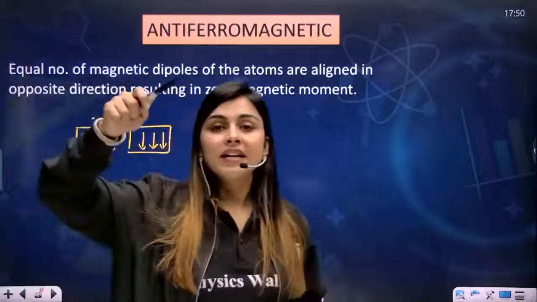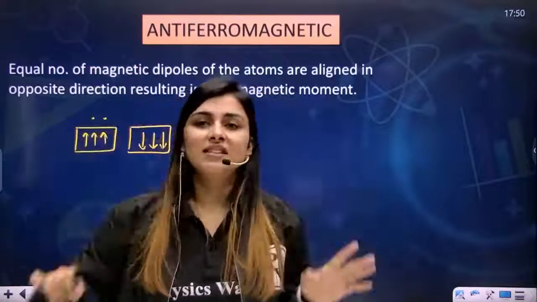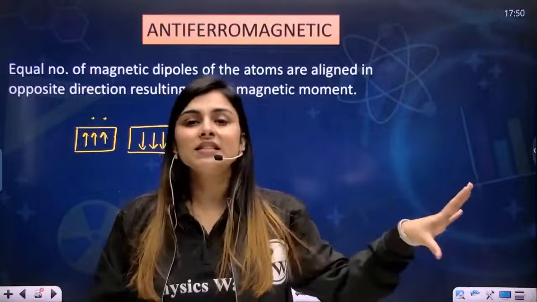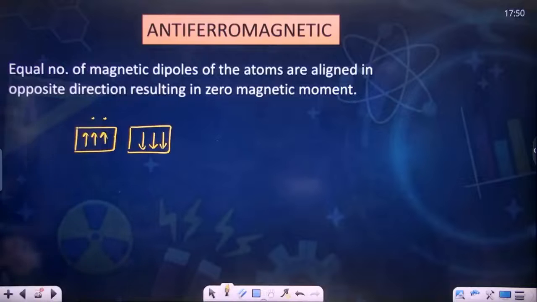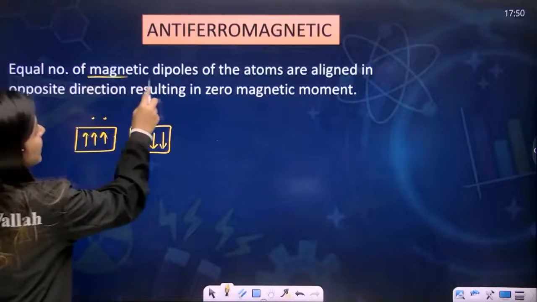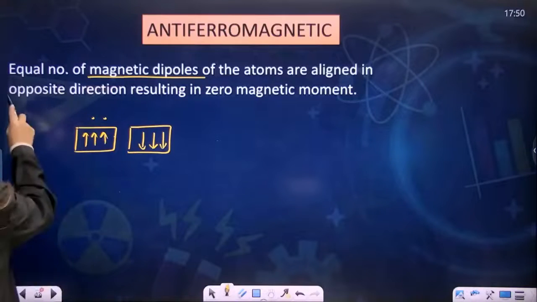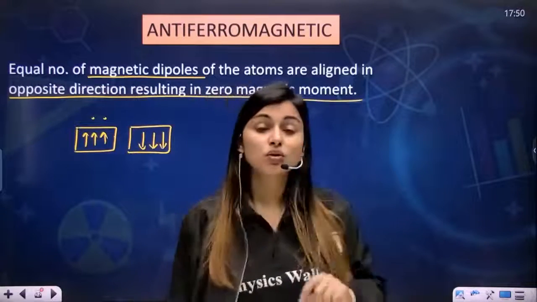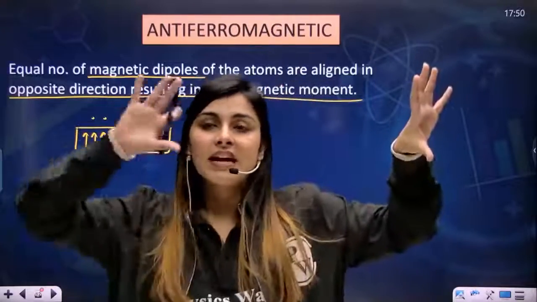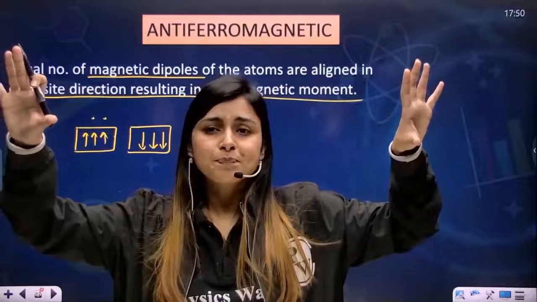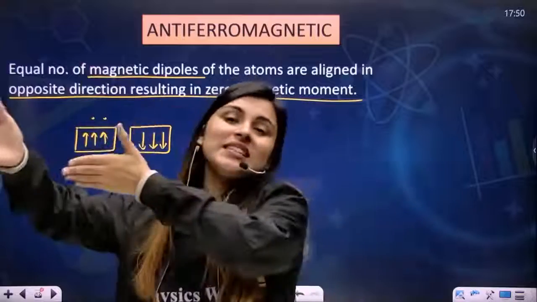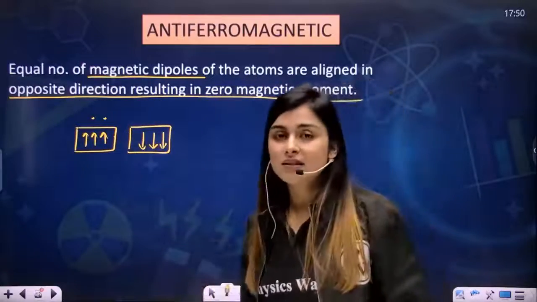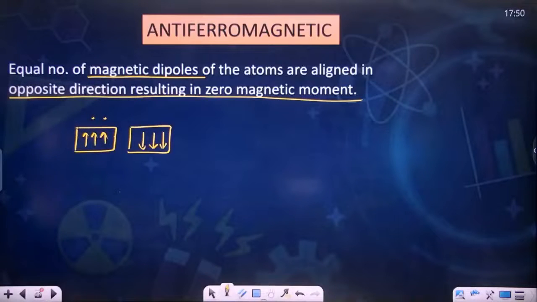What was a diamagnetic substance? Where your spin magnetic moments just cancel out each other. But if your domains cancel out each other, then that is known as antiferromagnetism. This is the difference between antiferromagnetism and diamagnetism. Equal numbers of magnetic dipoles of the atoms are aligned in opposite directions, resulting in zero magnetic moment. So this is the major difference between diamagnetic and antiferromagnetic: in diamagnetic, only the spin magnetic moments cancel out, but in antiferromagnetic, your domains cancel out each other. That is the way you classify it as antiferromagnetism. Okay, please write it down.